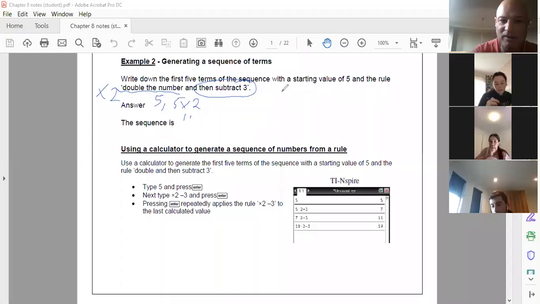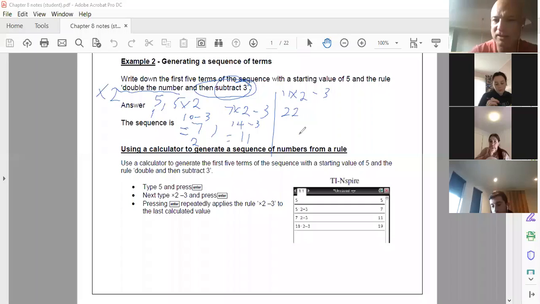The next one, going to start with 11, that's our number. Double it, times by 2, take away 3. 11 times 2, 22, take away 3, 19. So there's the first 5 I've got.